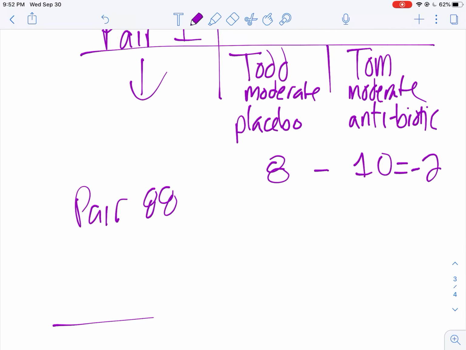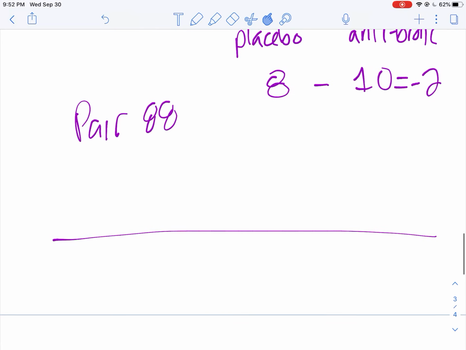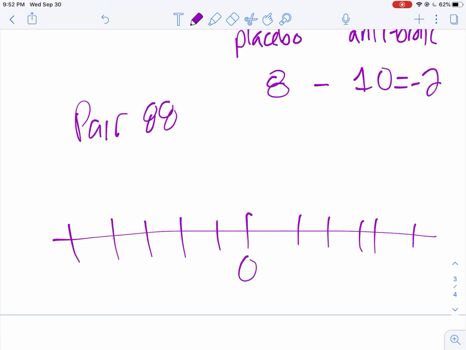You can plot it out on a dot plot. Like in this case, I'm just going to make it really basic here. We got Tom and Todd, you got about -2. Maybe another pair, when you measure them out, you get like all the way over here. And then you plot your differences.